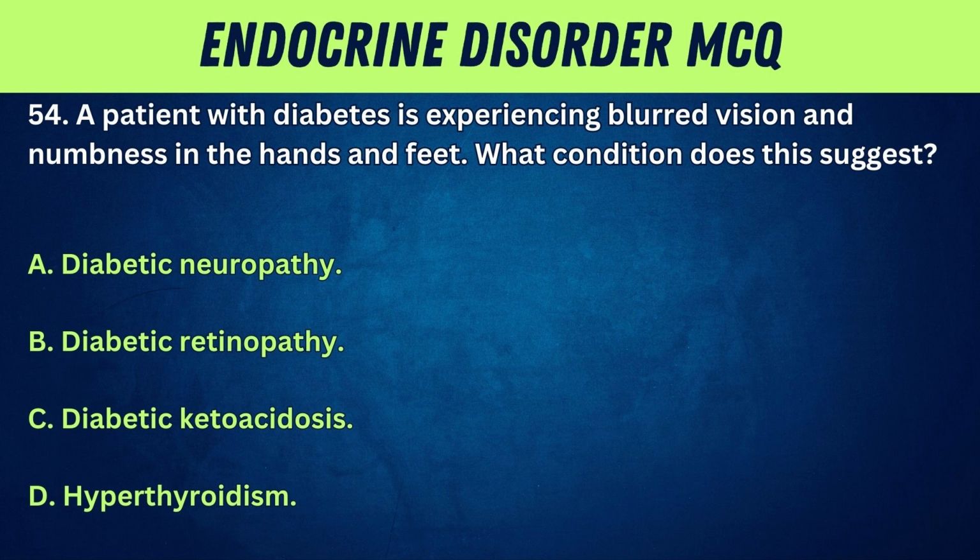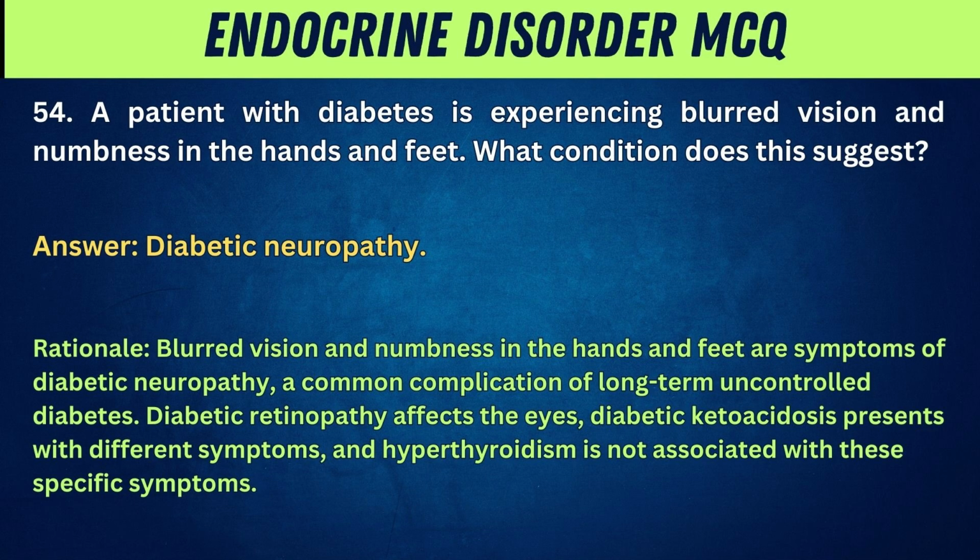54. A patient with diabetes is experiencing blurred vision and numbness in the hands and feet. What condition does this suggest? A. Diabetic neuropathy. B. Diabetic retinopathy. C. Diabetic ketoacidosis. D. Hyperthyroidism. Answer: diabetic neuropathy. Rationale: blurred vision and numbness in the hands and feet are symptoms of diabetic neuropathy, a common complication of long-term uncontrolled diabetes. Diabetic retinopathy affects the eyes, diabetic ketoacidosis presents with different symptoms, and hyperthyroidism is not associated with these specific symptoms.